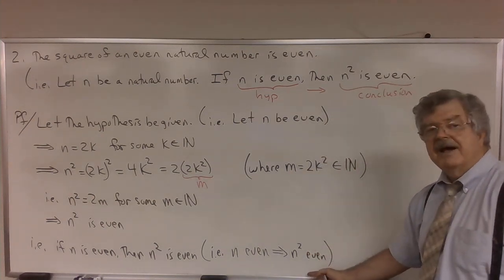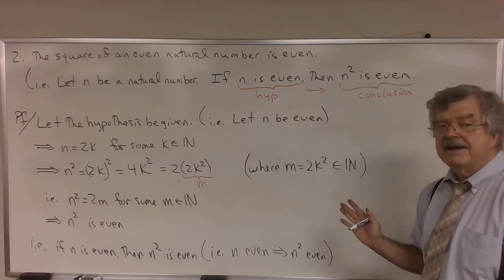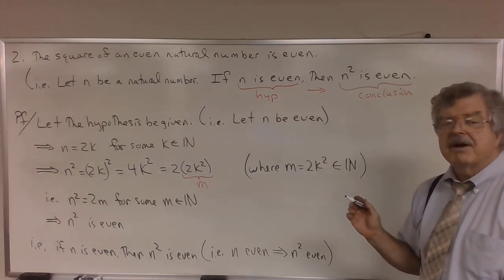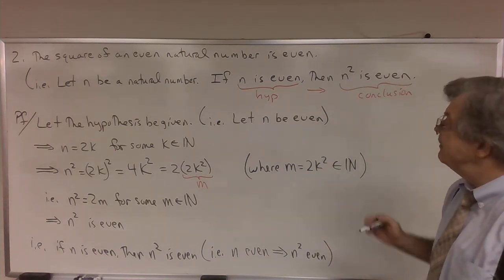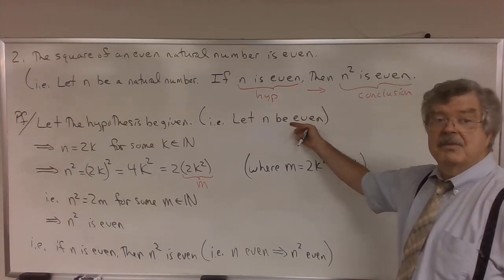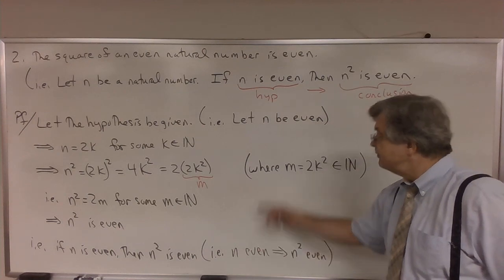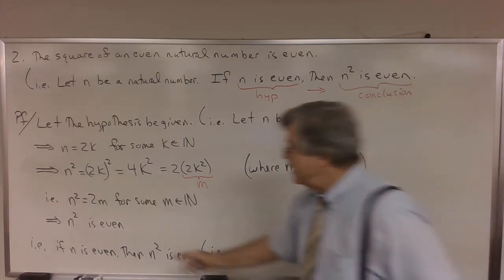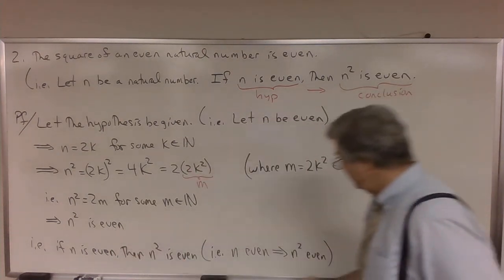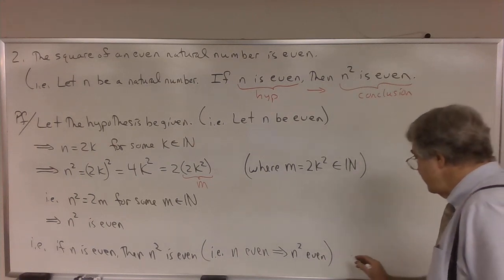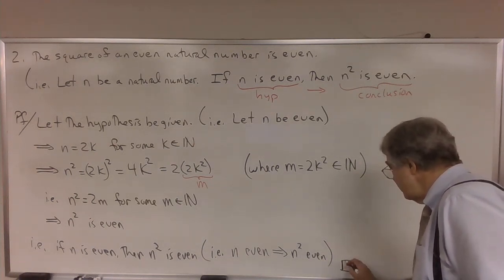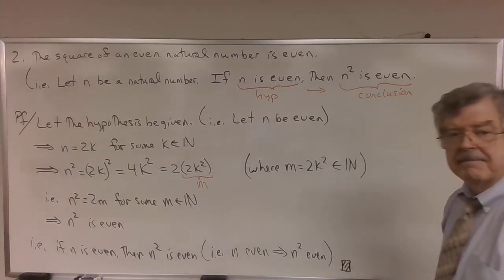Now this last line is not necessary. I just write it here to wake up our readers so that they can verify that this is what we showed. We started out assuming that n is even. And here's where we wound up. We wound up at n squared being even. So now we're done. Proof done.